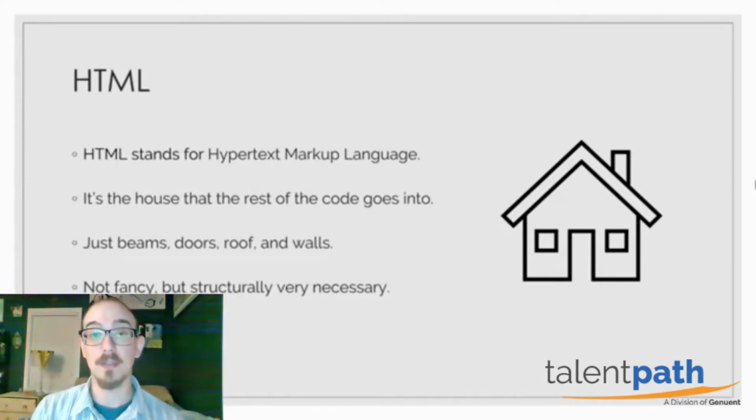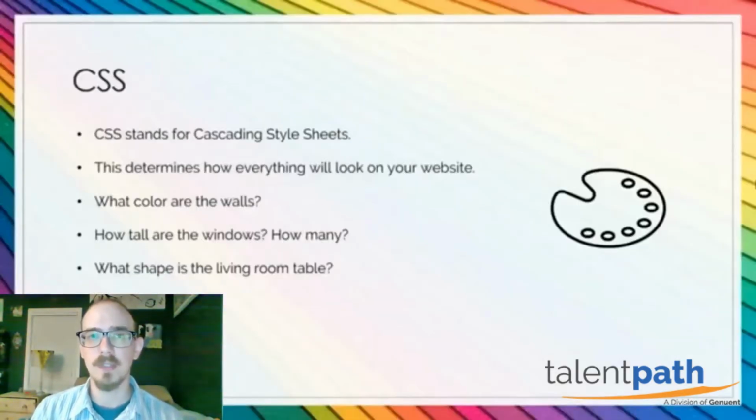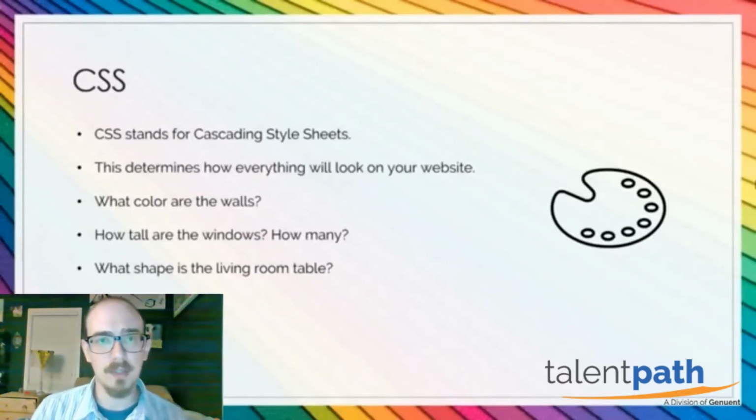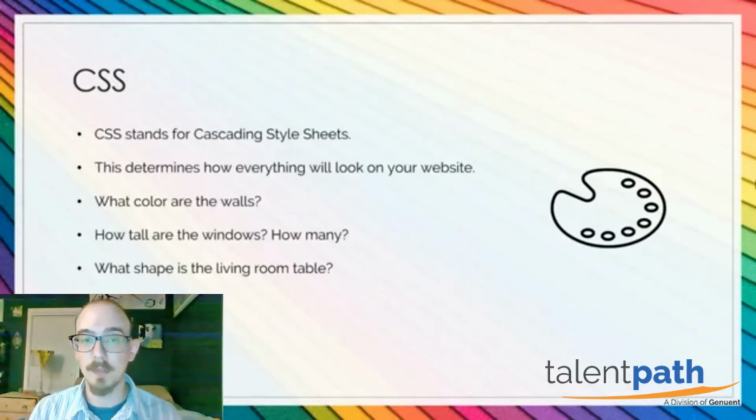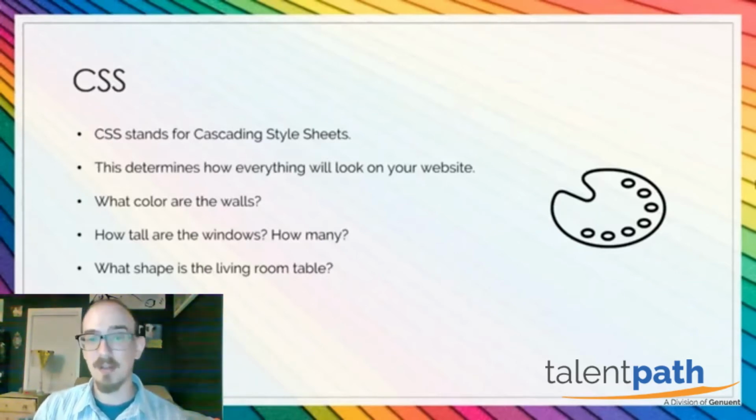Next up is CSS. That stands for Cascading Style Sheets. So it's basically how everything's going to look. It's what colors they might be, how big they are, where they're oriented on the screen, things of that nature. And it's what you use to actually make your website look how you want it to look. In our house analogy, that would be like what color the wallpaper is, how many windows, things like that. And lastly, you can also use JavaScript.